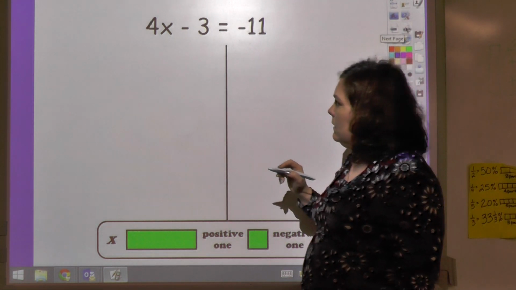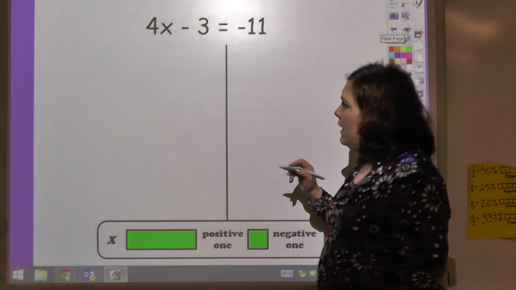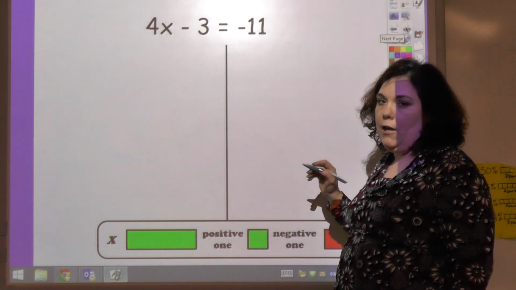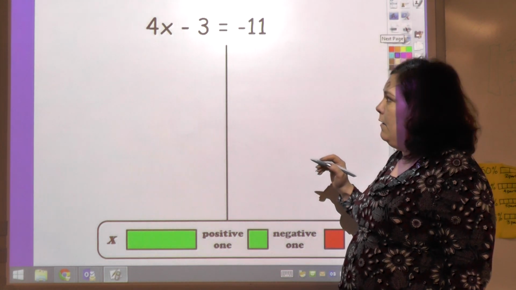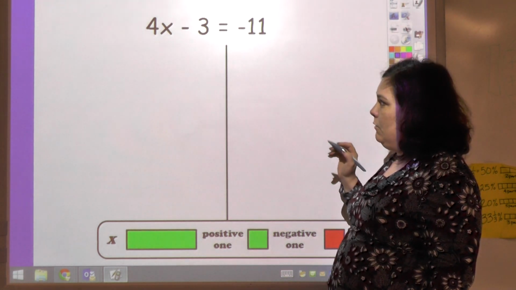So 4x minus 3. So go ahead and stop the video and do this problem, and then whenever you come back, you can check your answer.